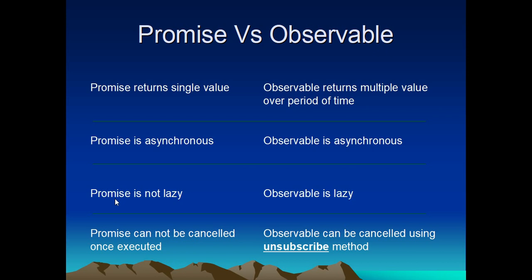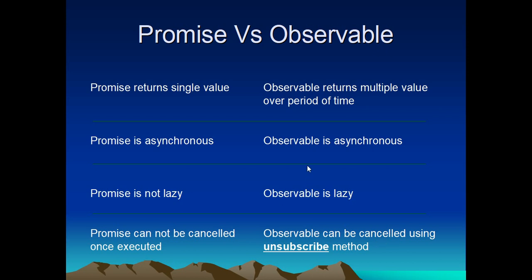It means promise returns the value no matter whether you ask for it or not. Once you invoke it, it will return you the value. But in case of observable, until you subscribe, it's not going to return any value. We will see in our application how we can implement this behavior in a few moments. And the last one is that promise cannot be cancelled once it's executed, but in case of observable, you can cancel it after it's started using the unsubscribe method.